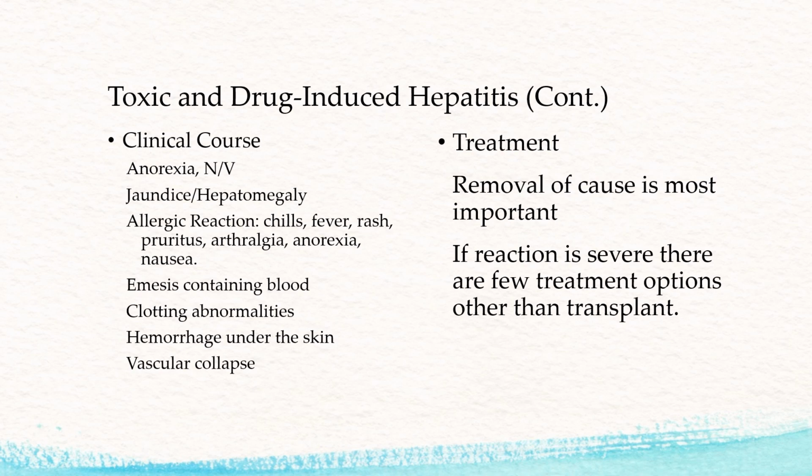So with toxic and drug-induced hepatitis, you may notice some nausea and vomiting, anorexia. You may notice some jaundice, chills, fever, rashes, itchiness, vomiting blood, and clotting abnormalities. You may notice those little hemorrhages under the skin.